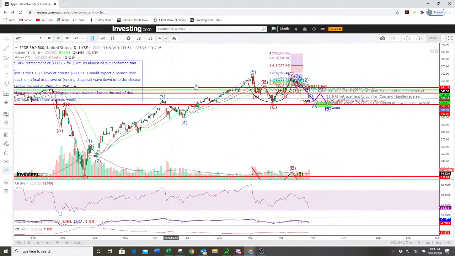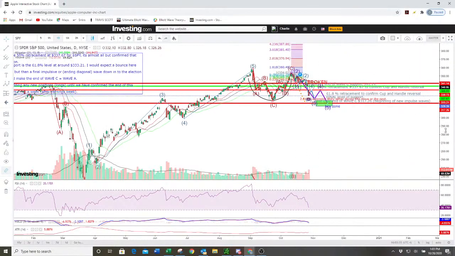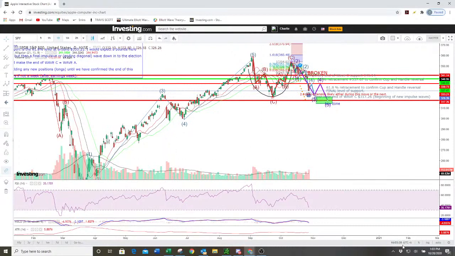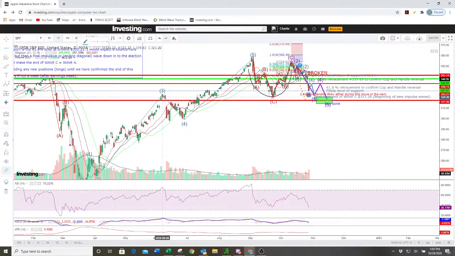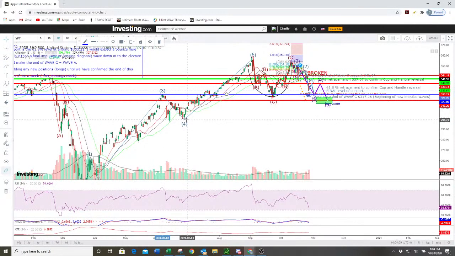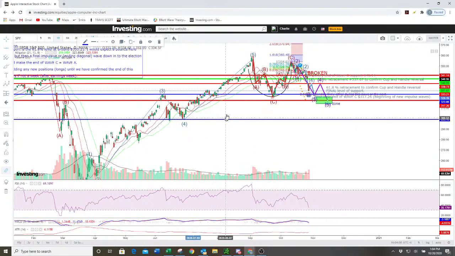Generally, when we finish an impulse wave, the ABC correction will go to at least the top of wave 3, which is here. So I can mark this here with a line. Right around, we're looking at about 323, right? Okay, let me mark that blue color and make it nice and bold. All right, or it'll go down to the low of the 4th wave, which is down here at about a low of 299 or 300. Okay, so those are the 2 targets.